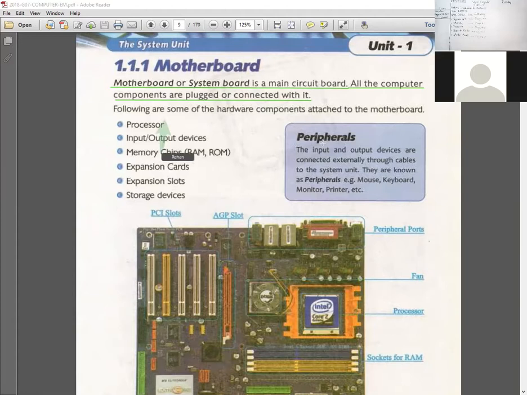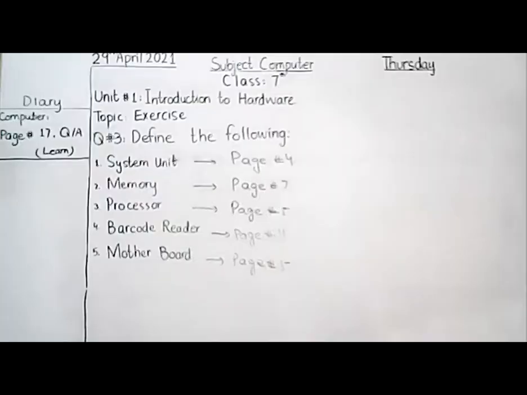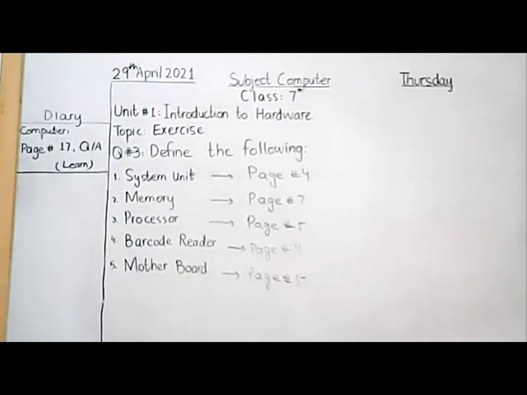Everybody has done it? Okay, good. I'm going to ask a question. Processor is fixed on the dash. A, fan. B, chipboard. C, motherboard. D, expansion slot. What will be the answer? Motherboard. Very good.